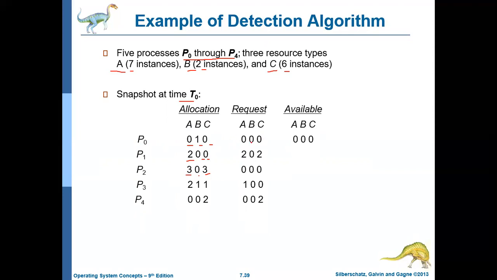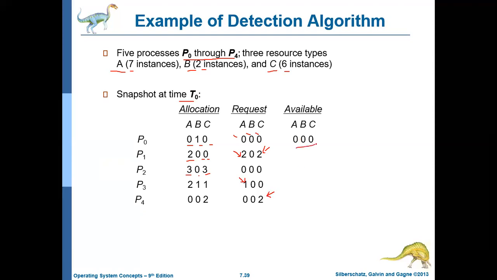Here we don't use max and need. This is the current request. P0 is requesting 0 instances of resource A, 0 instances of resource B, and 0 instances of resource C. That is, it is not requesting anything. P1 is requesting 2 instances of resource A and 2 instances of resource C. P2 is not requesting anything. P3 is just requesting 1 instance of resource A, and P4 is just requesting 2 instances of resource C.